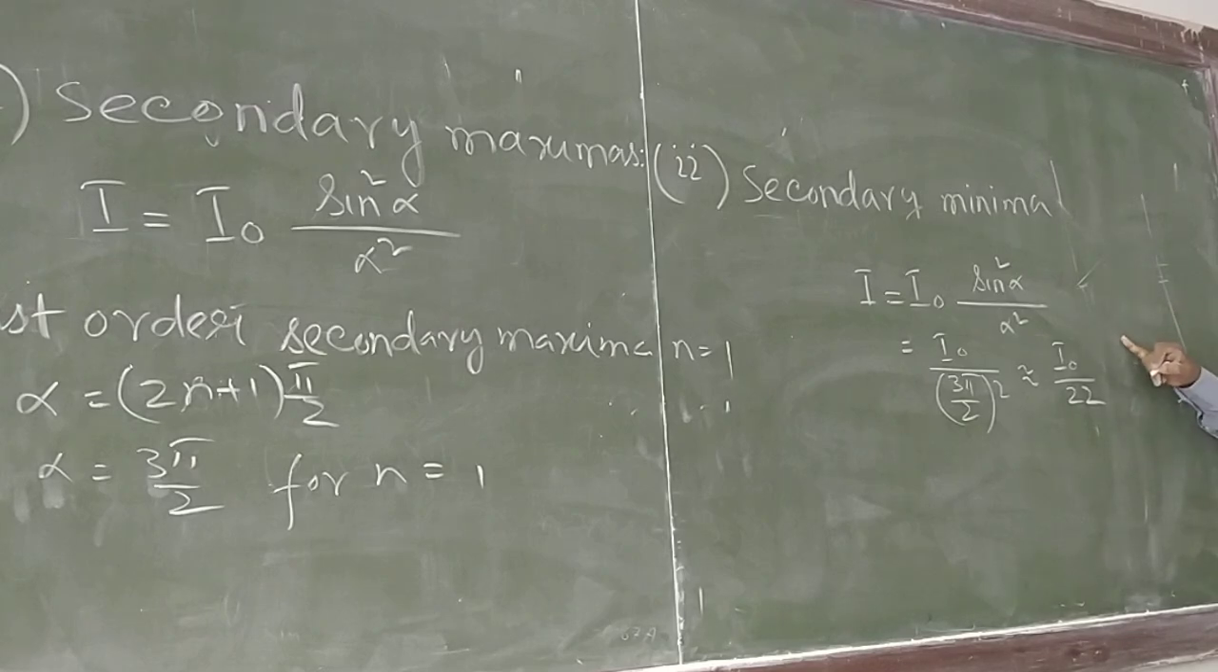Completed, tell me. What is the central maximum value? I naught. Now it is decreasing 22 times. I naught is the central maximum. For central maximum what you calculate? I naught. Central maximum intensity is I naught. Now it is decreased to 22 times. Right?